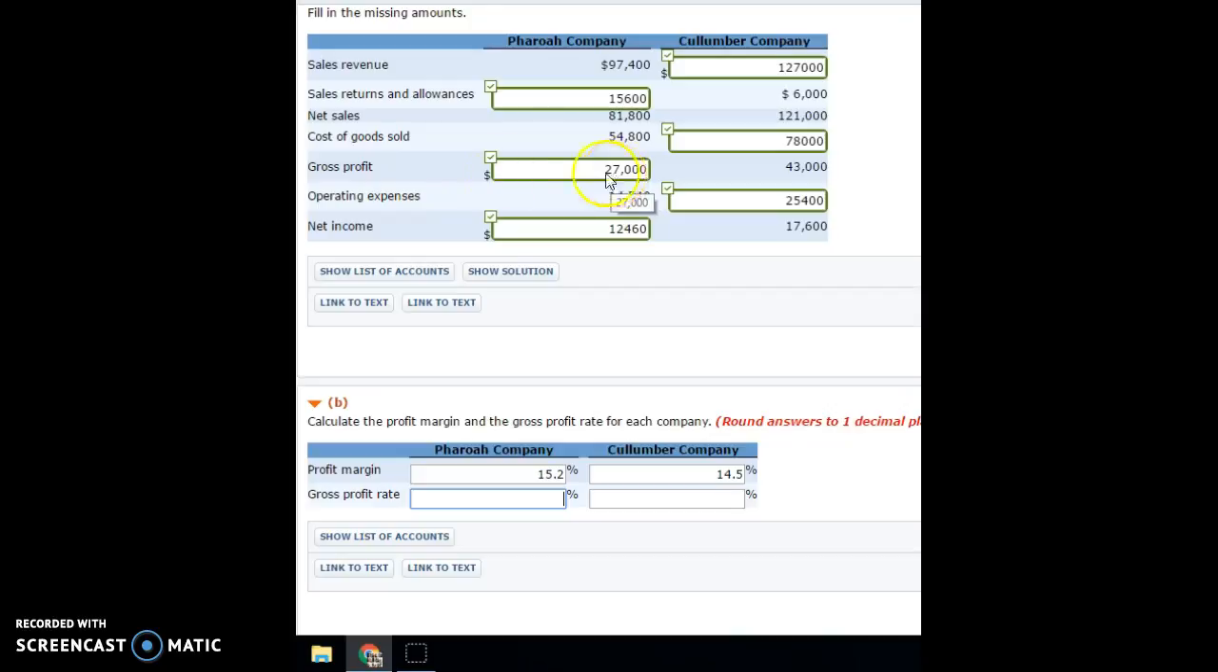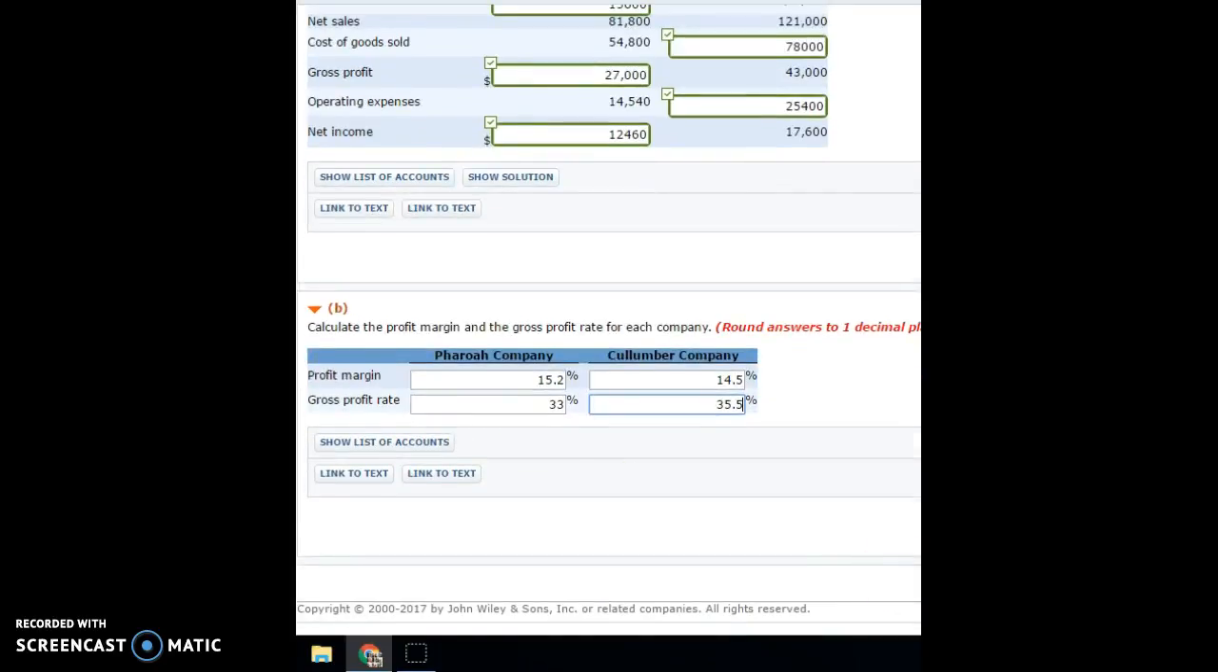So we'll do 27,000 by 81,800 for the Faro Company, and we get 33%. For the Columber Company, their gross profit is $43,000 divided by their net sales of $121,000, and we get 35.5%. That's it for that, and we'll submit it and check our answers.